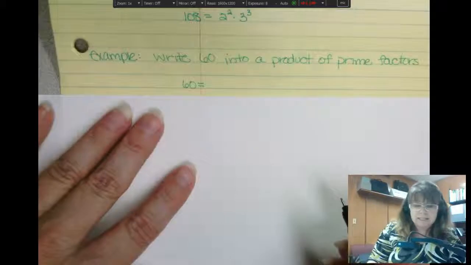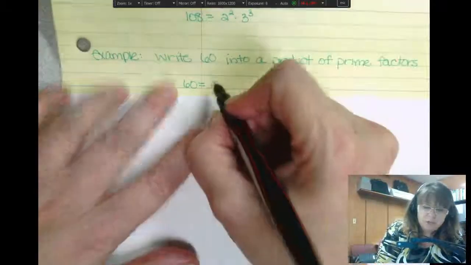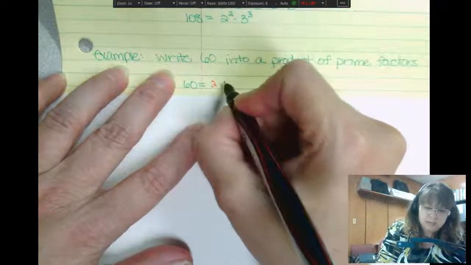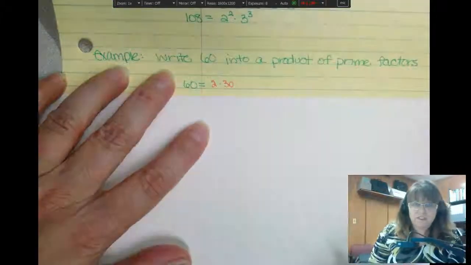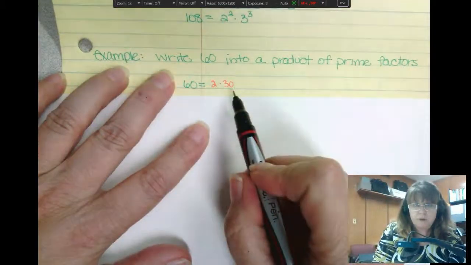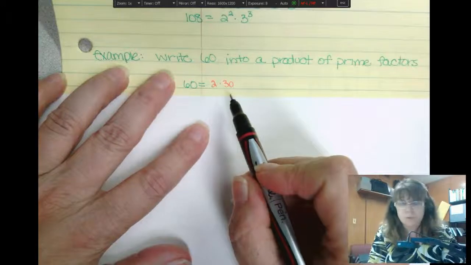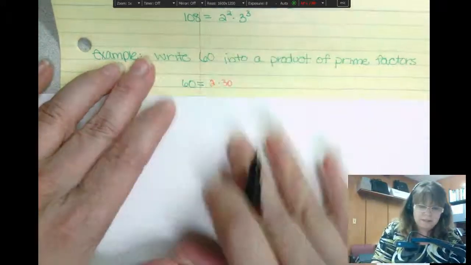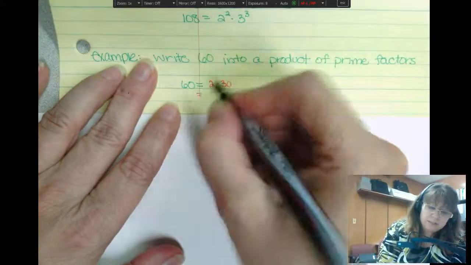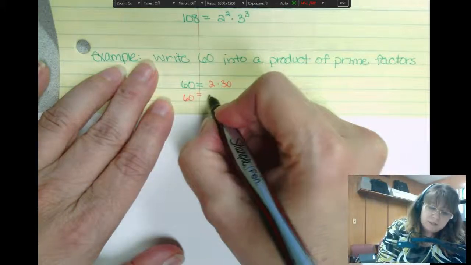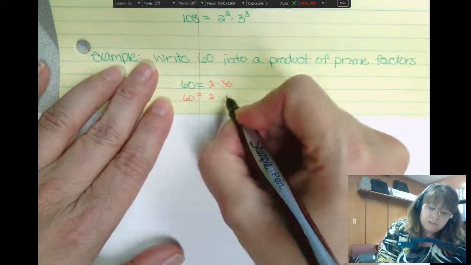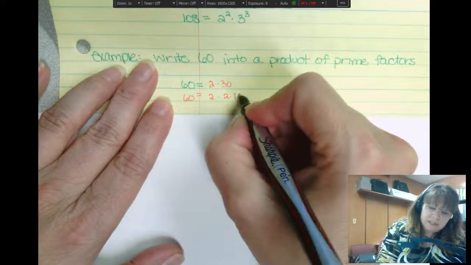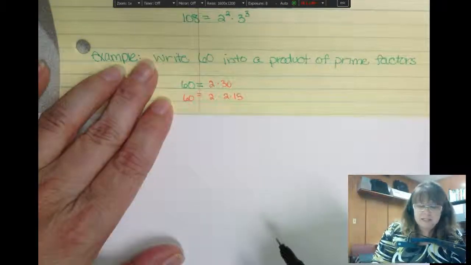Okay. 60, I'm not too sure, but I do know a 2 times 30 will give me 60, but 30 is not prime because, again, it's an even number, so 2 will go into it. This is my logic. You might see it otherwise, but 2. And then 30 breaks down into 2 times 15. But 15 is not prime.